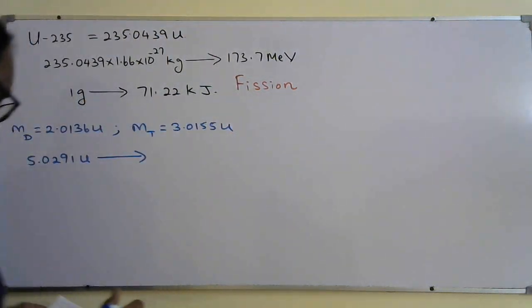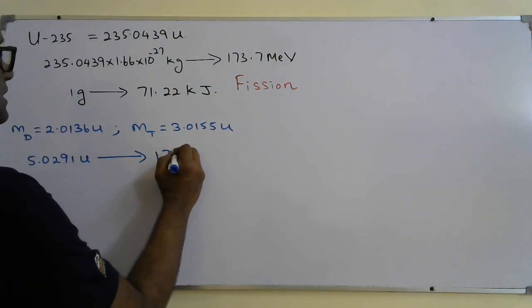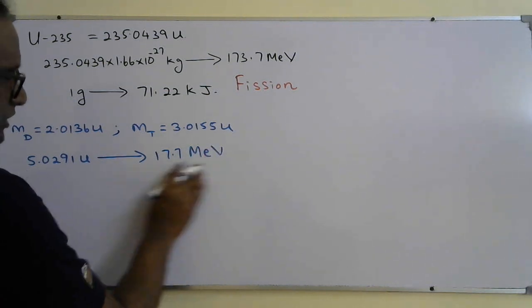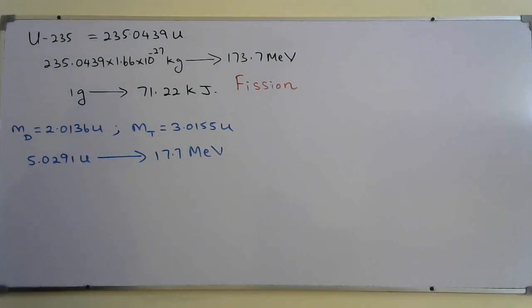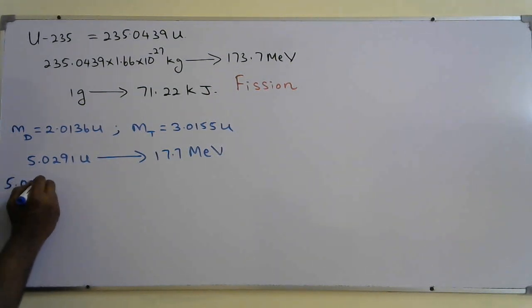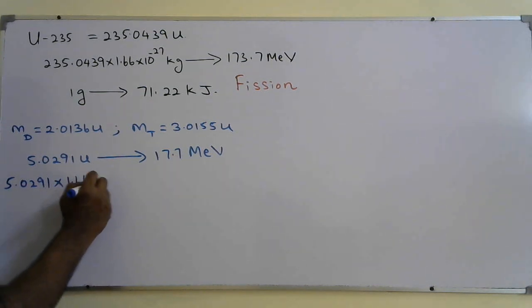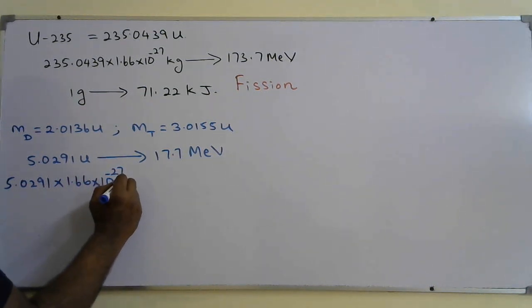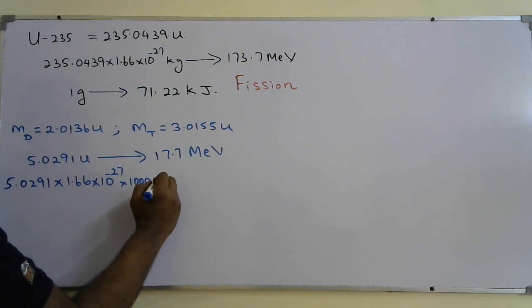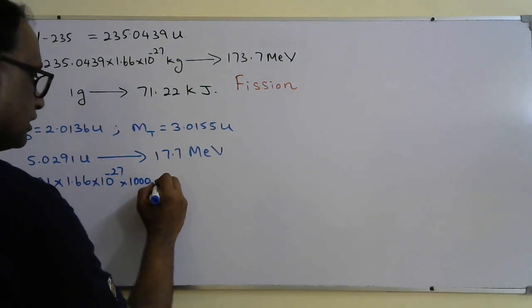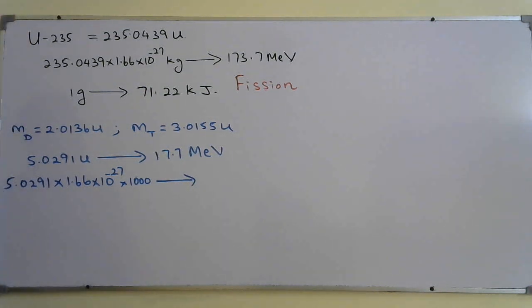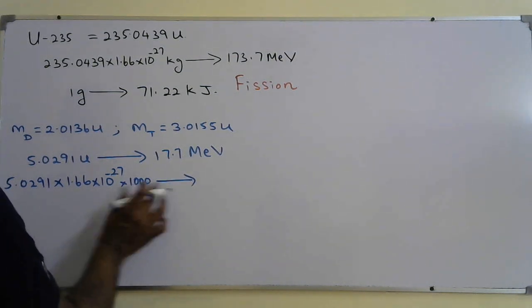When it is involved, the energy release is 17.7 mega electron volt. We know how to convert to joule, 10^6 × 1.6 × 10^-19. Anyway, I'm keeping it in kilojoule, easy to compare, right? So for 1 gram, you have to convert 5.0291 × 1.66 × 10^-27 kilogram into gram, meaning 1000 grams. When 1 gram is involved, how much energy will be released? You have to divide by this amount.